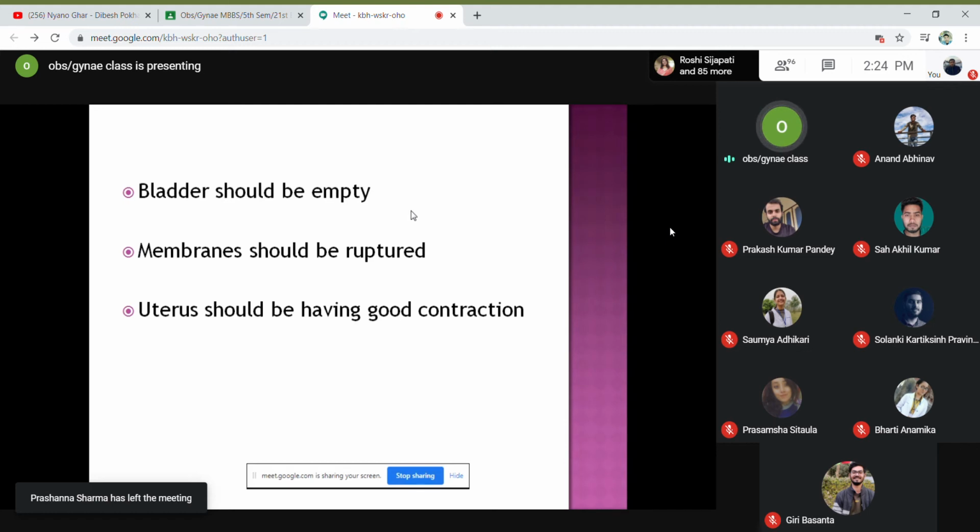If there is no contraction and there is prolonged second stage of labor, the first thing you have to do is start oxytocin and increase the contractions. Even if she's having good uterine contractions and she's not pushing, then you can apply the instruments.